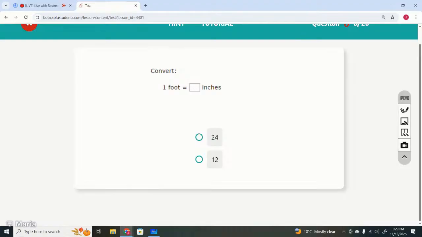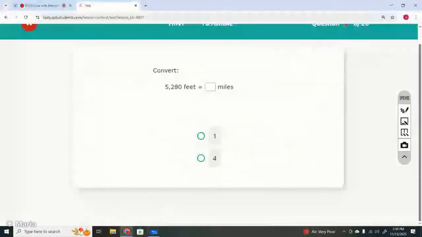1 foot equals how many inches? Yes, 1 foot equals 12 inches. Option number 2 is the correct option. That is written on the board. These are the 4 basic units we have learned in this lesson. Please note them down.